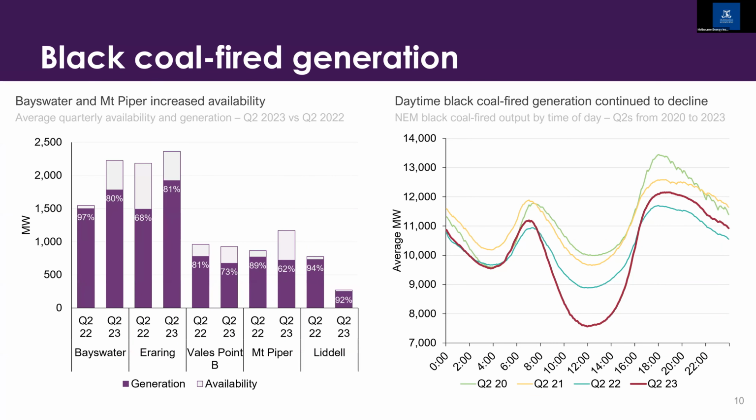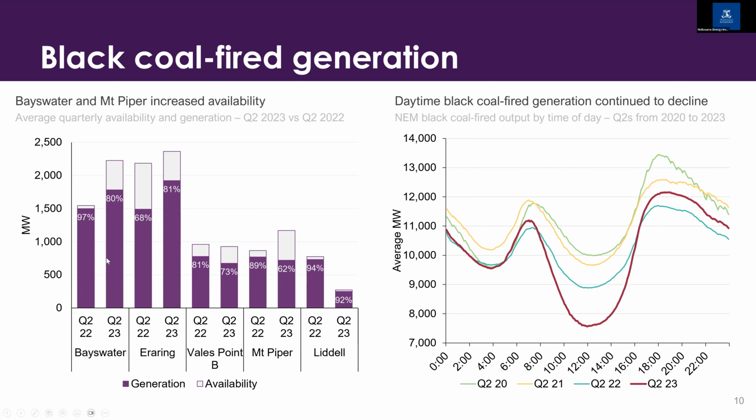Then I'll just spend one more slide on black coal, going into a bit more detail here and hopefully answer the question around Liddell. So the chart on the left shows the five New South Wales black coal generators, at least the five that were at the start of the quarter. So you can see quite varied changes across the fleet there. As I said, on average, it was an increase of around 80 megawatts. So that includes the outage of Liddell.